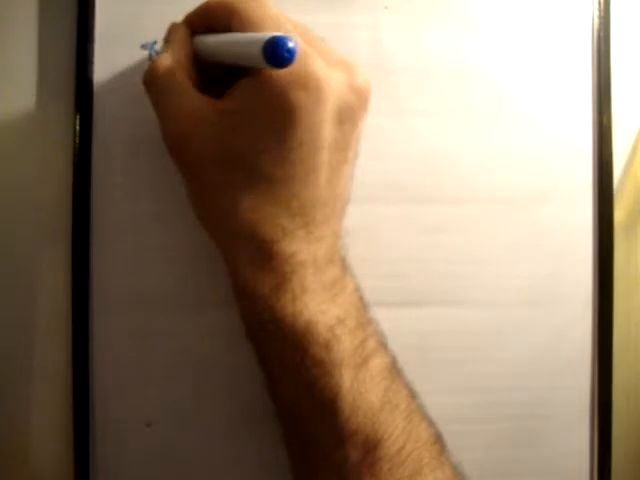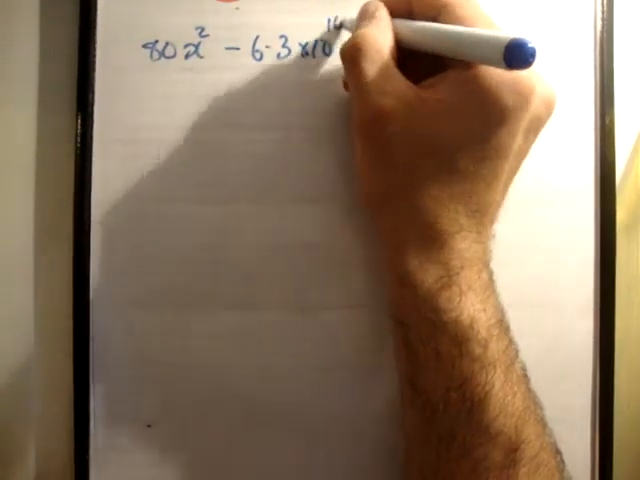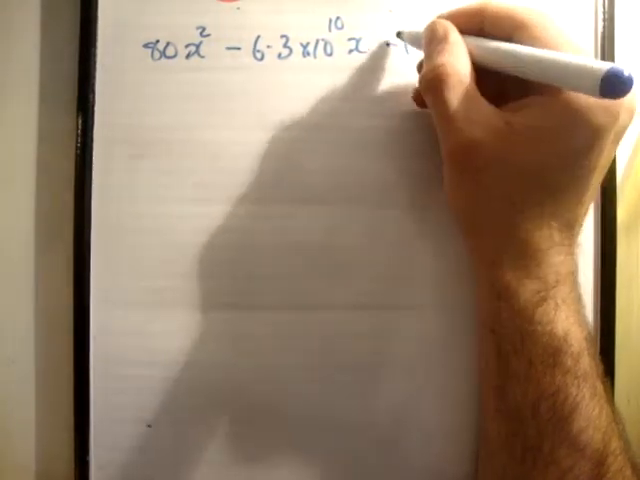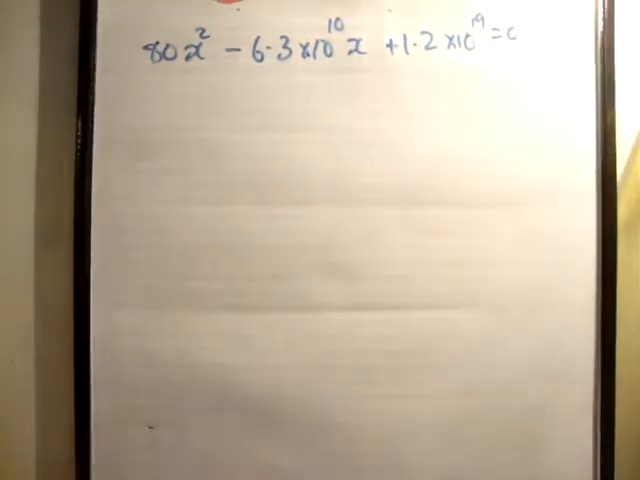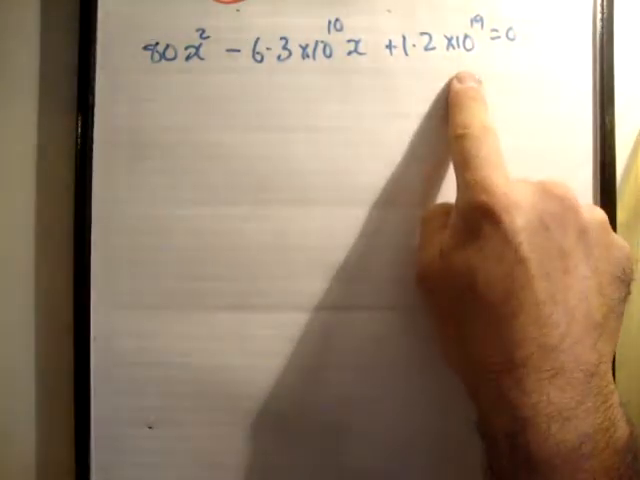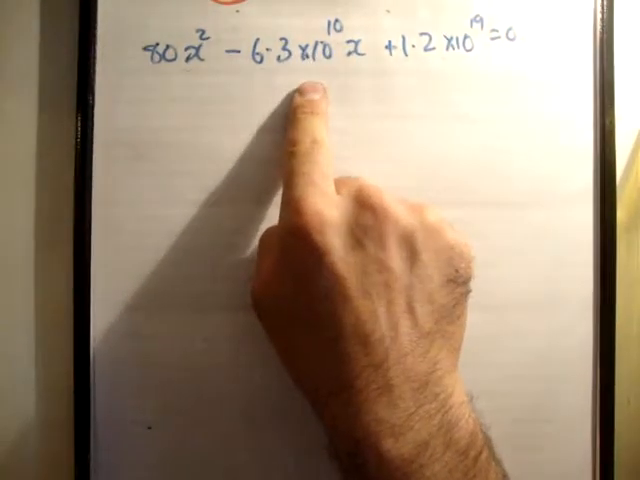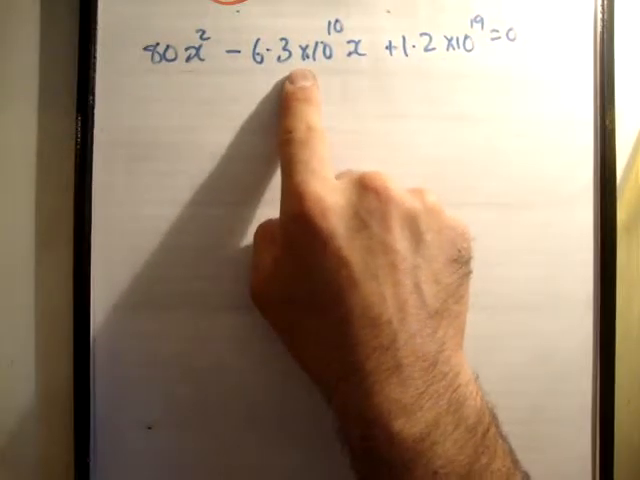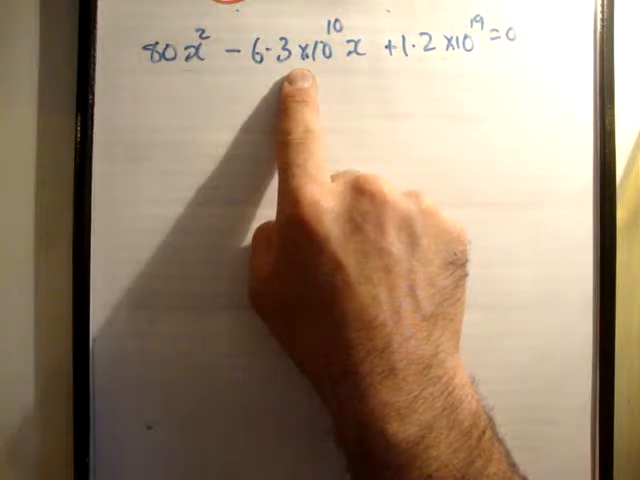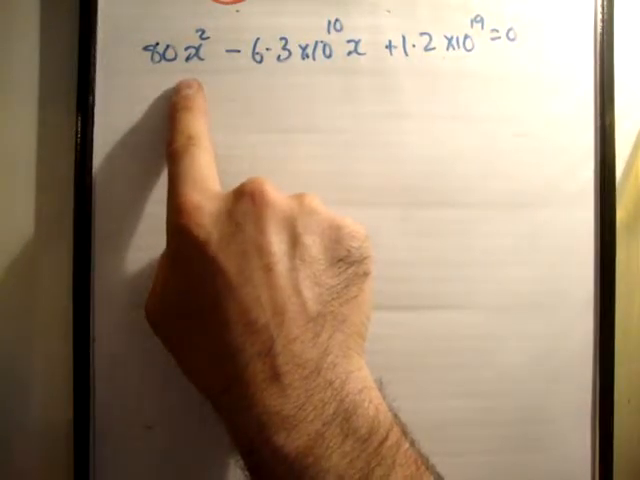So I'm going to rewrite that equation. We had 80x squared minus 6.3 times 10 to the 10 times x, or was actually plus 1.2 times 10 to the 19 is equal to 0. Now of course 10 to the 19 is by far the biggest number here. It's 9 powers of 10 bigger than this number here. So this number is more than a billion times bigger than this number. Or it's actually just under a billion times bigger. Alright? And it is a couple of billions bigger than this.